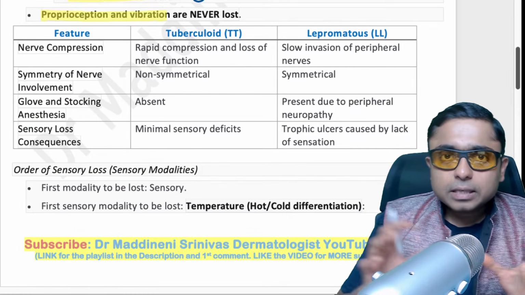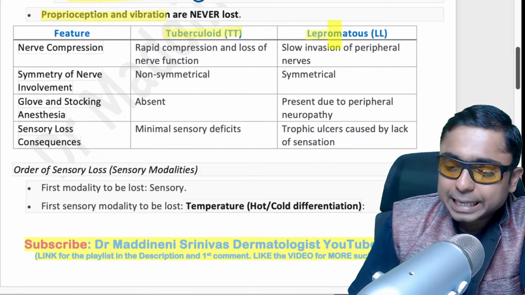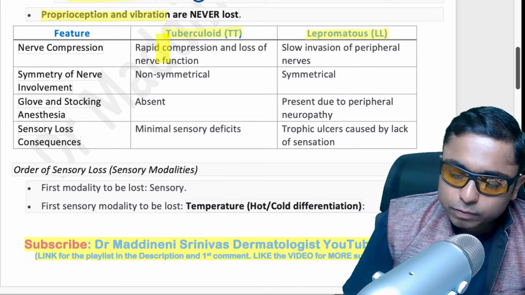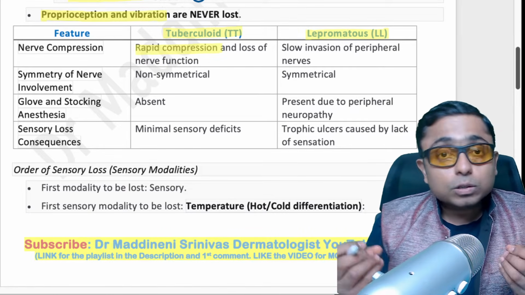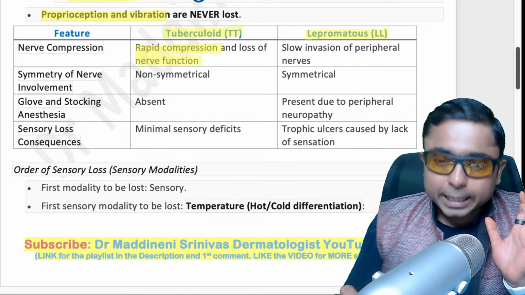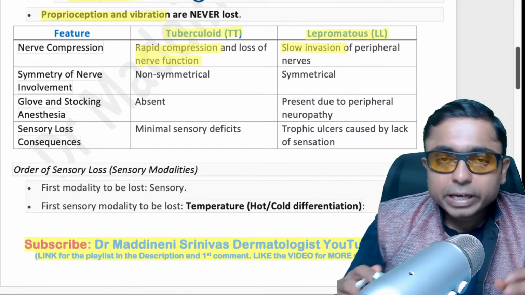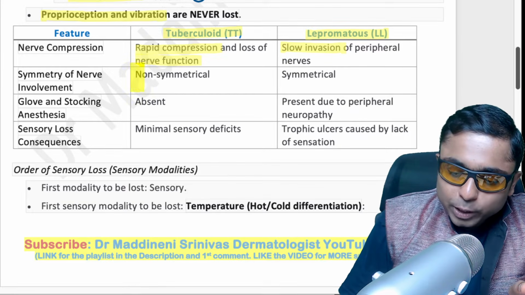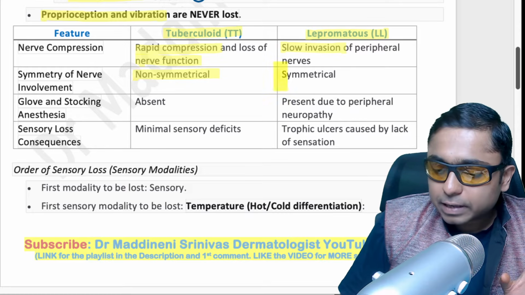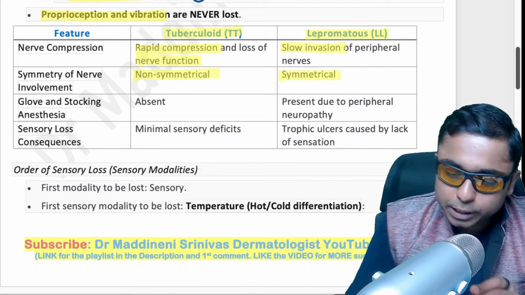So a few points related to the tuberculoid pole and the lepromatous leprosy pole. What are the differences? In TT leprosy, remember the immunity is very good. So because of this, there is going to be rapid compression and also loss of sensation, nerve function due to the immunity. Whereas in lepromatous leprosy, bacilli are more, so there will be slow invasion of the peripheral nerves. And coming to the symmetry, asymmetrical involvement will be there in TT leprosy, whereas symmetrical involvement is going to be there in lepromatous leprosy patients.